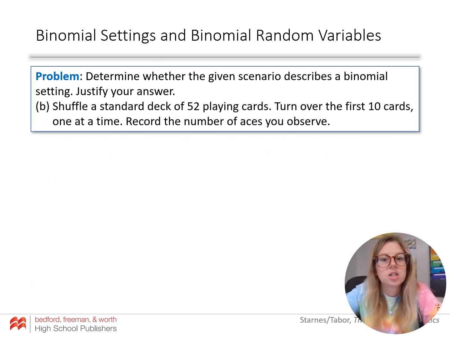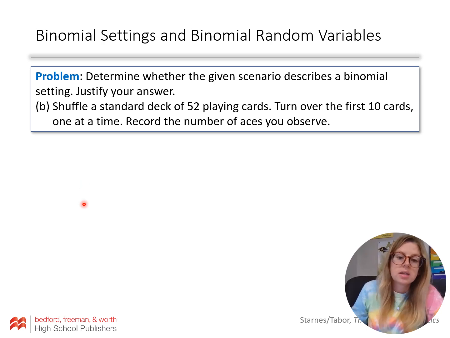Let's check the next one. Determine whether the given scenario describes a binomial setting. Shuffle a standard deck of 52 playing cards. Turn over the first 10 cards one at a time. Record the number of aces you observe. So we're looking at aces. So we've hit the binary setting. We either get an ace or we don't get an ace. Okay. We have exactly 10 cards, so we have a fixed number.